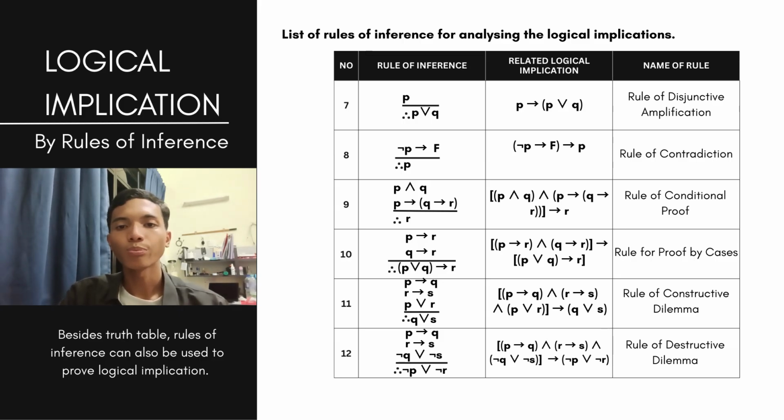Next, we have rule of proof by case. If P leads to R and Q leads to R, then P or Q will always lead to R. Next, constructive dilemma. If P implies Q and R implies S, then having P or R leads to the conclusion Q or S. Last, destructive dilemma. This is the opposite. If P implies Q and R implies S, but we know not Q or not S, then we can conclude not P or not R.